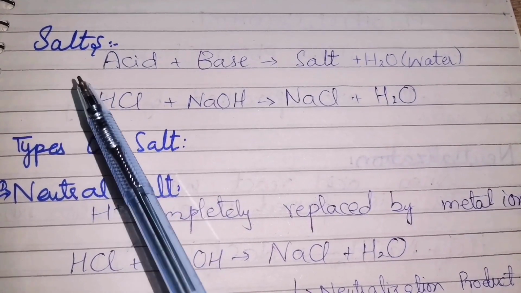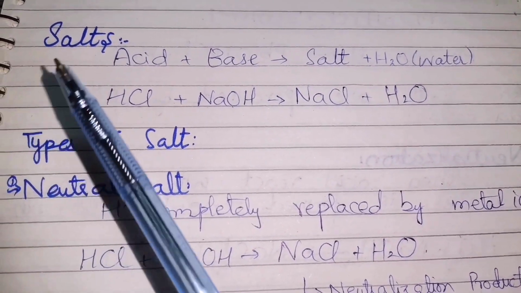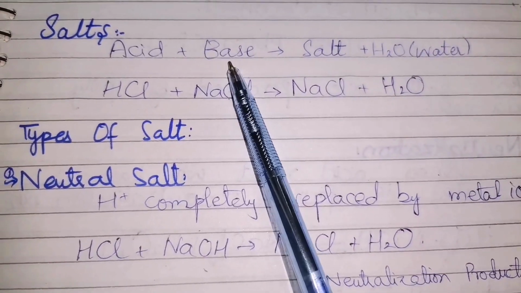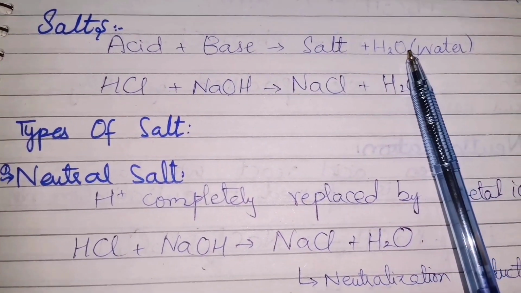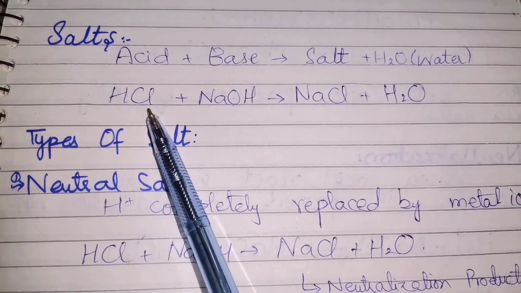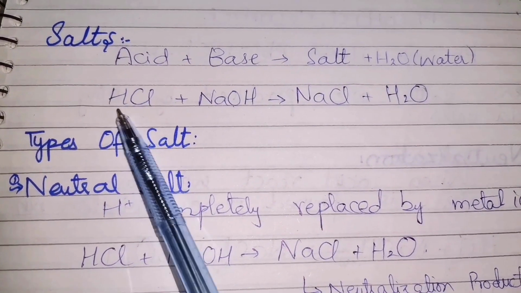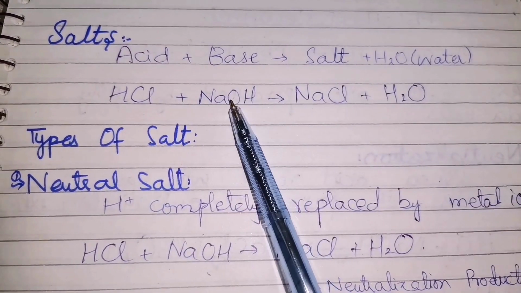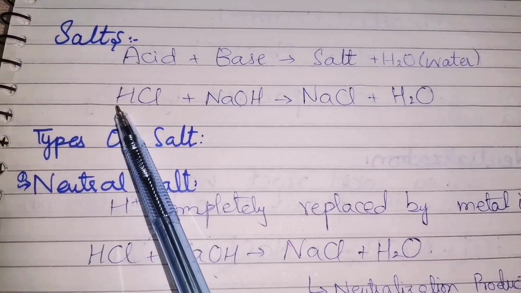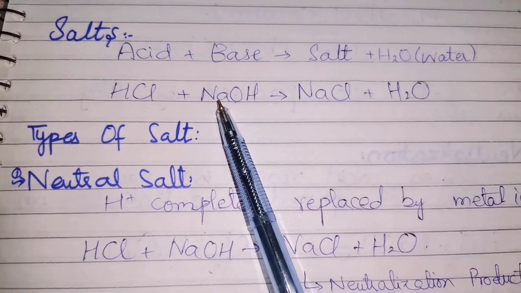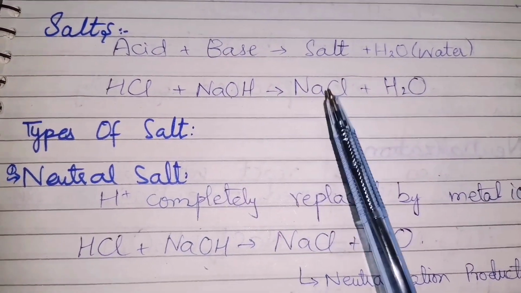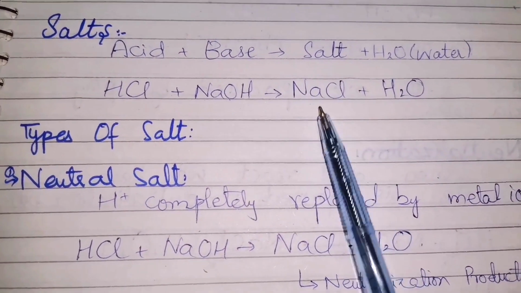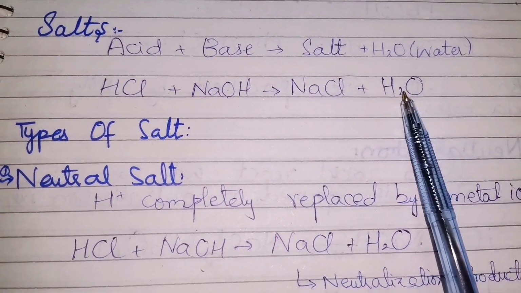In the chapter Acids, Bases and Salts, when acid and base react together, they form salt and water. Have a look over this example where HCl reacts with NaOH. HCl is acid, NaOH is base. When they both react together, they form NaCl and water.